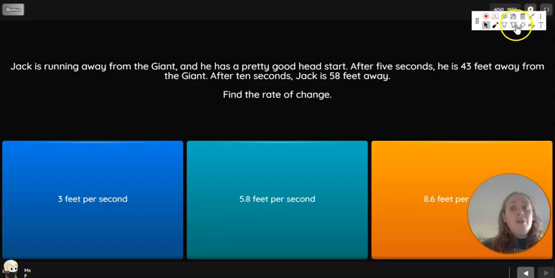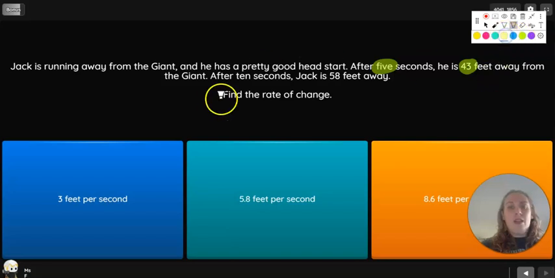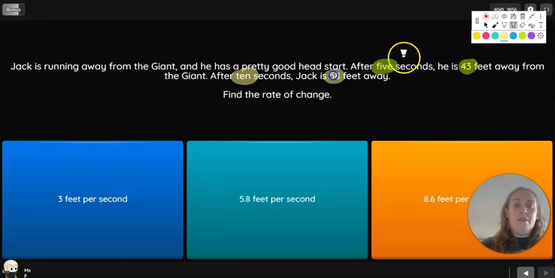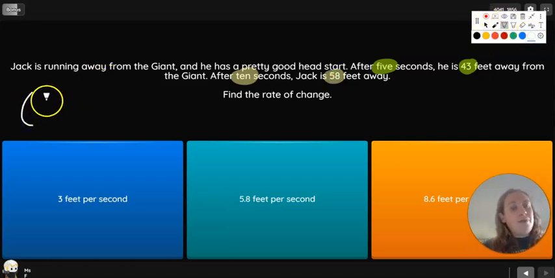Jack is running away from the giant, and he has a pretty good head start. Here's our information that's important. After 5 seconds, he's 43 feet away from the giant. After 10 seconds, he's 58 feet away. So here we have our 2 points.